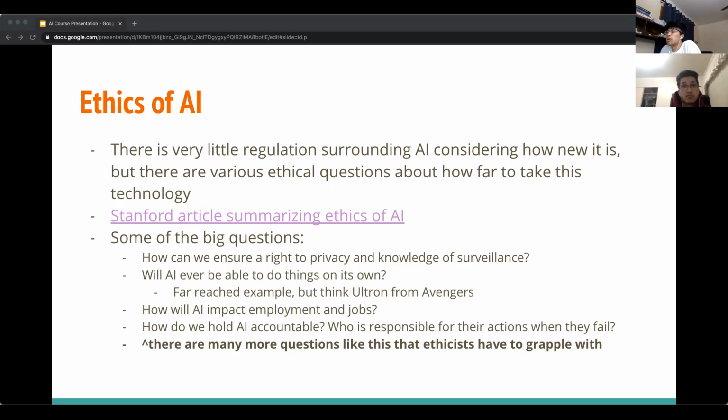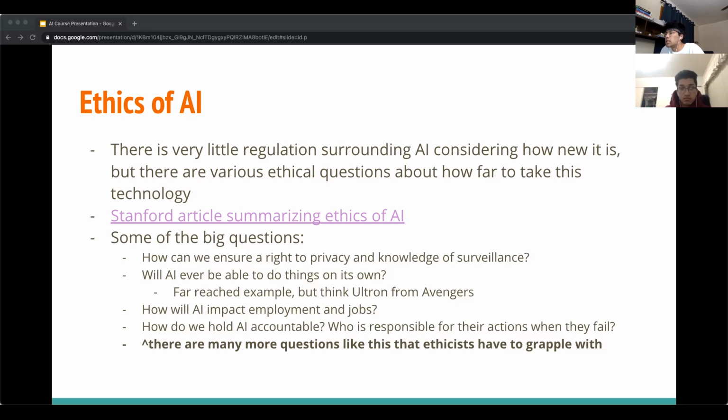One article you can read, if you go to the slides and check it out, is this Stanford article summarizing some of the basics of the ethics of AI. Some of the big questions we have to answer are, how can we ensure a right to privacy and knowledge of surveillance? Since we're using lots of data, how do we ensure data privacy? Some people have their own data that they don't necessarily want to share because it's their own. So how do we make sure that it's private and not getting shared with the wrong people?